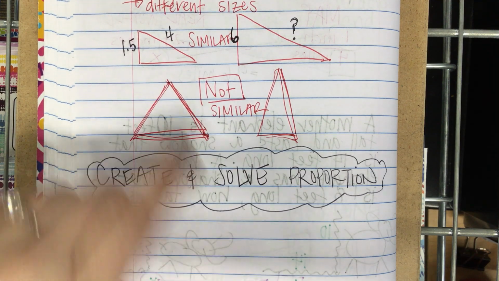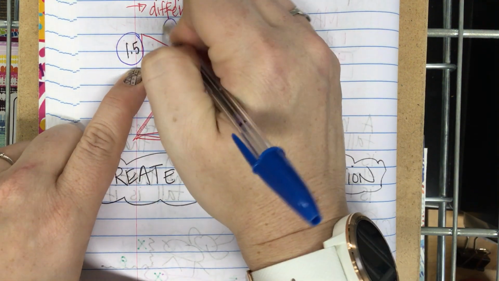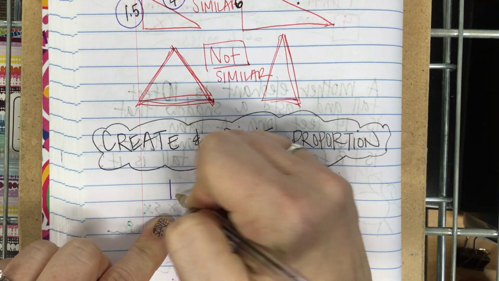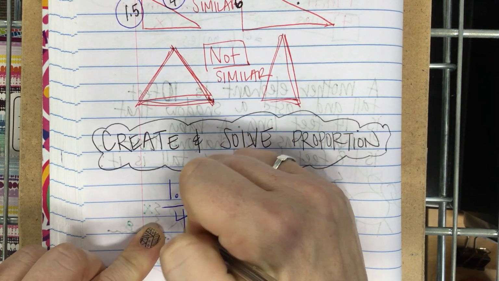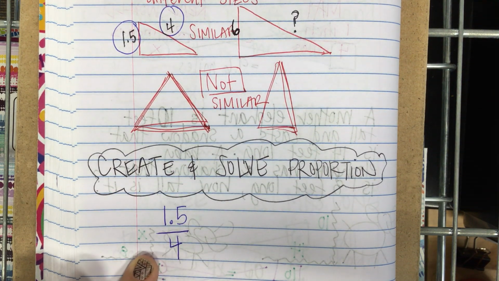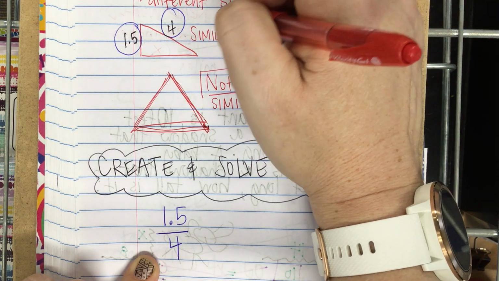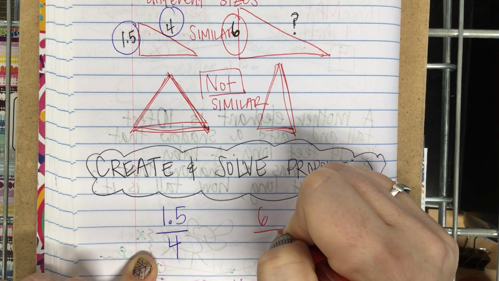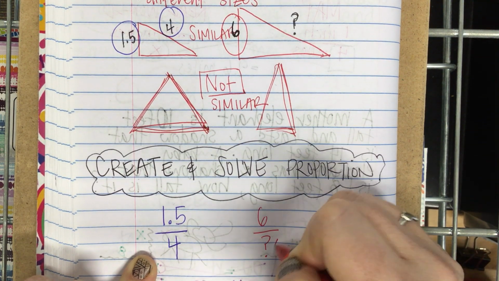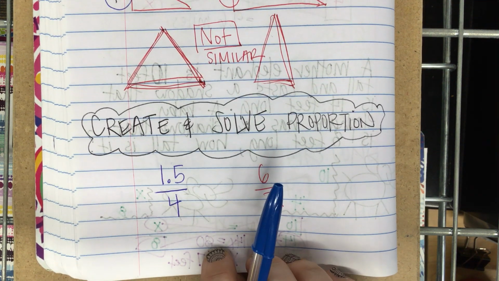So if I said 1.5 over 4, and I can say 6 over question mark or x, right? Why did I choose to put them that way? Do you know?